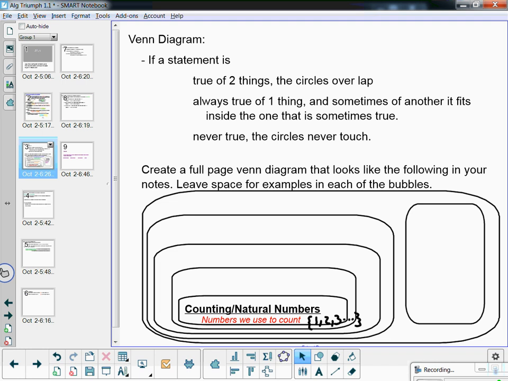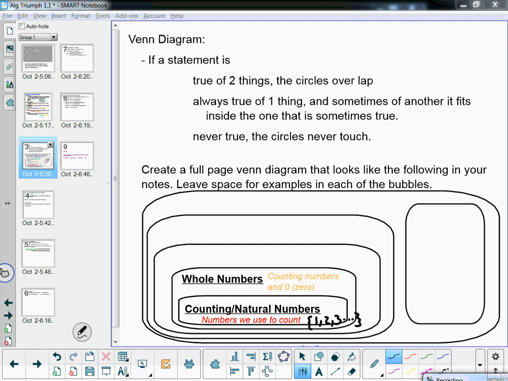As soon as we add 0 to the counting numbers, we made what? Pause the video and look if you're not sure. We made the whole numbers. The whole numbers are the counting numbers plus 0. What did that look like? Well, that was the set 0, 1, 2, 3, and so on.